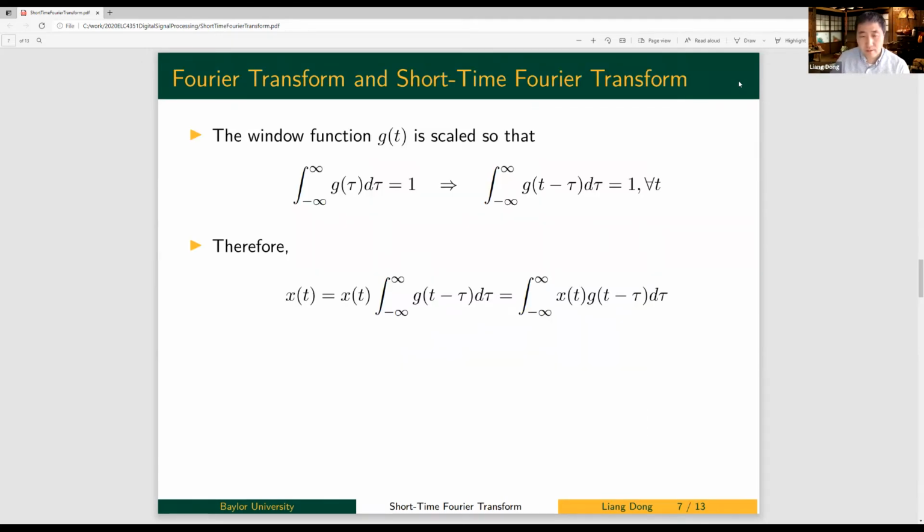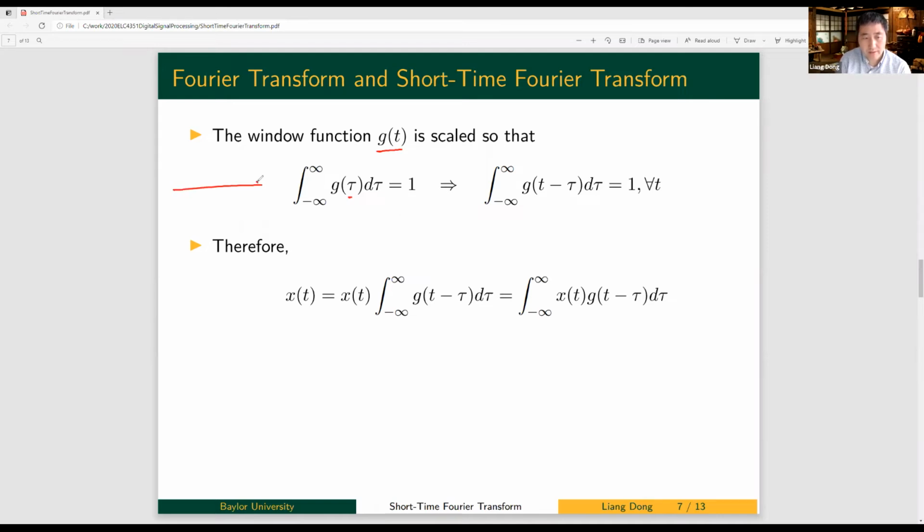Let's look at some detailed mathematics behind the Fourier transform. Particularly, we want to find out what's the relation between a general Fourier transform and a short-term Fourier transform. How can we bridge between these two? So we look at a window function here, g(t). Suppose that this window function is normalized. So we have the integration of g(t), or using this time index tau, it doesn't matter. So with g(tau), integration d tau, and this integration is 1.